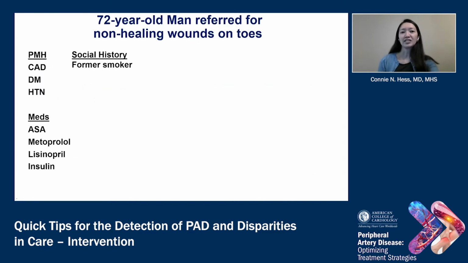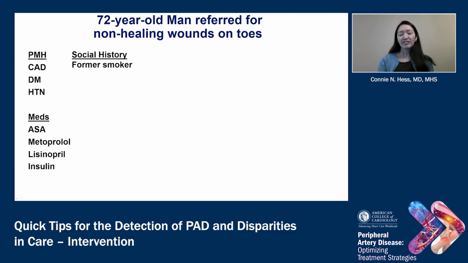So I'd like to start by walking through a clinical scenario that I encounter not infrequently and that you may also see in your clinic. This is a 72-year-old man who was referred for non-healing wounds on his toes. He has a past medical history of coronary artery disease, diabetes, and hypertension, and he is currently on aspirin, metoprolol, lisinopril, and insulin. He does have a history of former smoking.